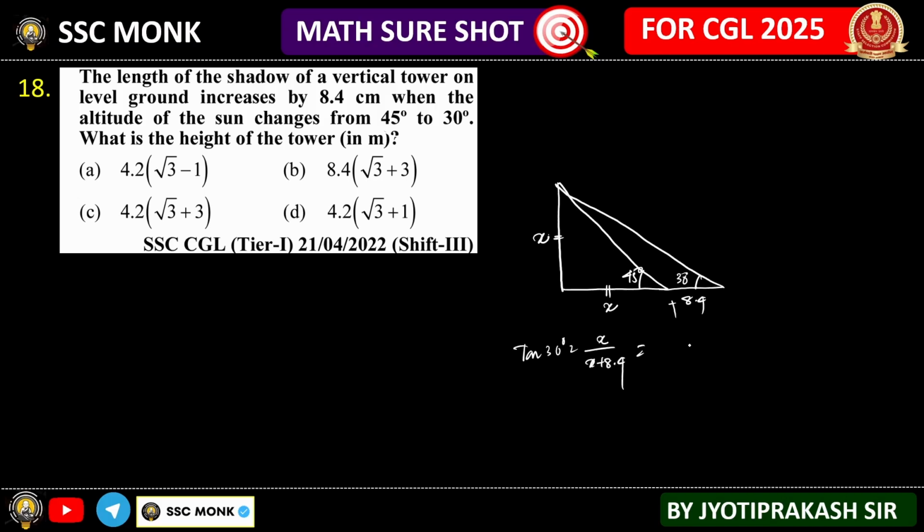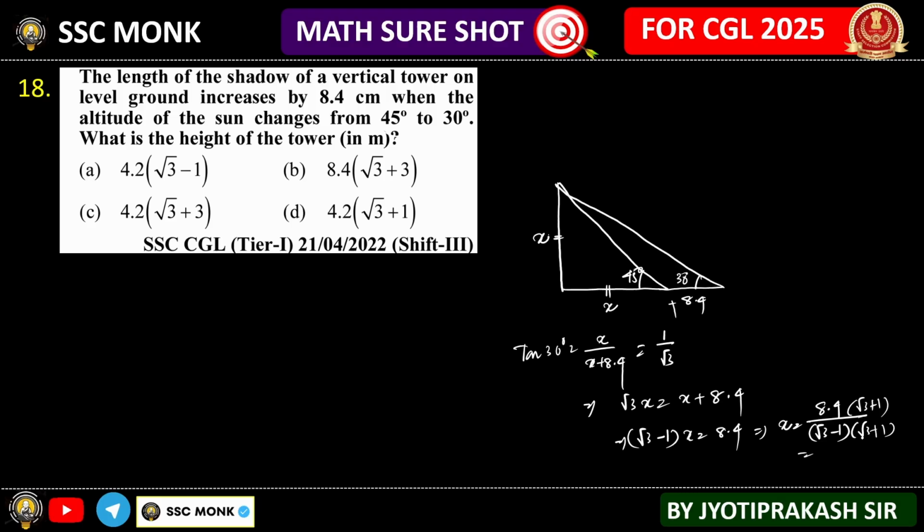Tan 30 degrees value is equal to what? Sir, it is equal to 1 by root 3. So I can write root 3 x is equal to x plus 8.4, or I can write root 3 minus 1 into x is equal to 8.4. Now this can be written as x is equal to 8.4 divided by root 3 minus 1. Now I will multiply root 3 plus 1 on the upper side and the lower side. So the denominator will be root 3 squared minus 1 squared, which is 3 minus 1, equal to 2. This will be 4.2 into root 3 plus 1. Now what is that answer? Option D is the right answer.